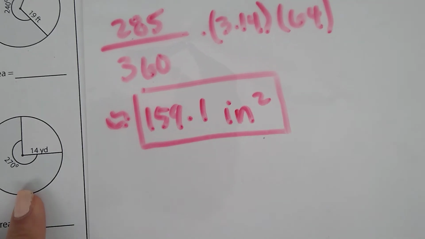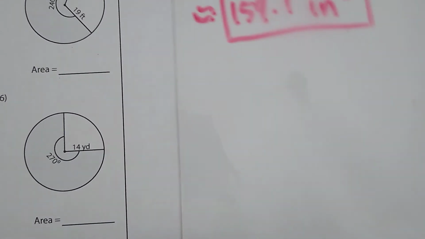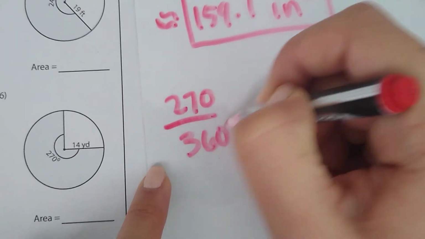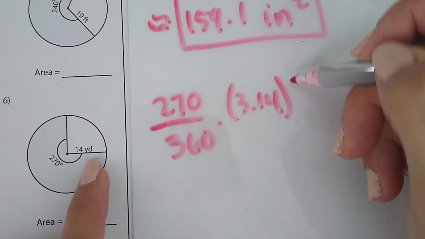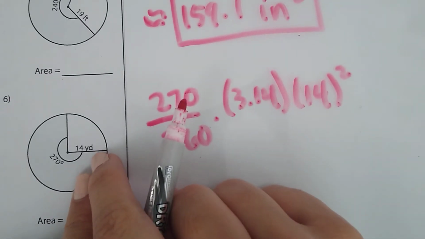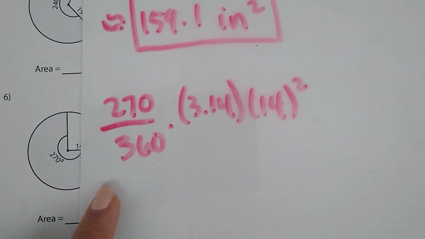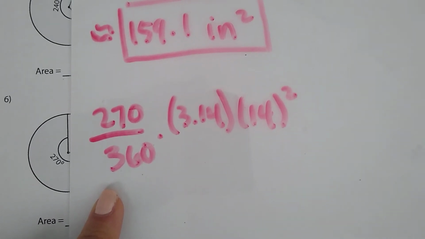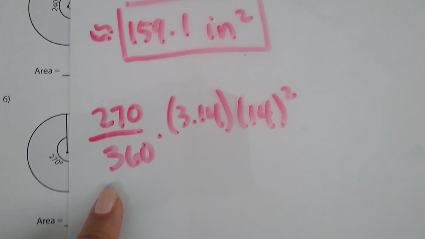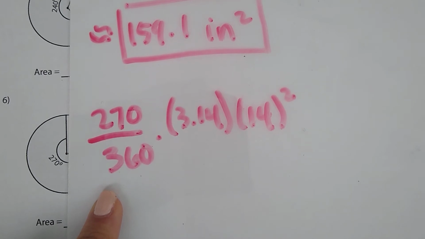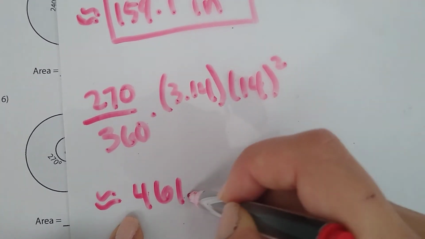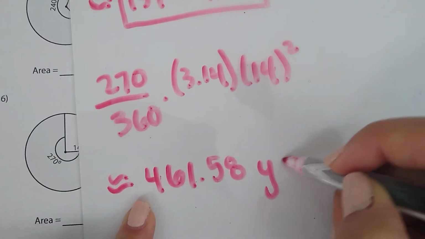Okay. All right, let's go ahead and do number 6. Okay, so for number 6, again, we're going to do 270 over 360 multiplied by 3.14 multiplied by the radius squared. In this case, it's 14 squared. And do note that we're going to be working with yards. So you go ahead and put that in your calculator. Let's see. And you get about 461.58 squared yards.